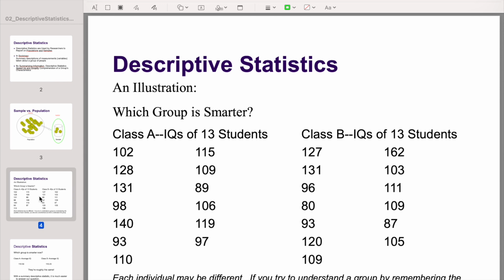Let's look at some examples here of the descriptive statistics. This is a simple data set here that shows two groups. The first group is called class A and the second one class B. This is showing the intelligence quotient or IQ of these students in these two classes.